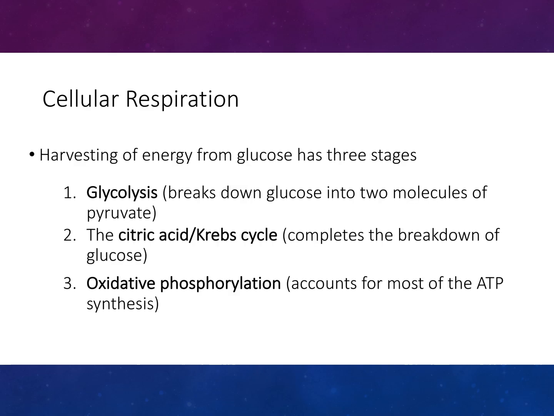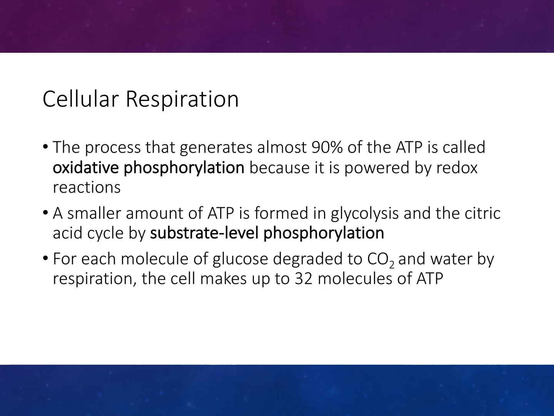So, within cellular respiration, harvesting of energy from glucose has three stages: glycolysis, citric acid cycle or Krebs cycle, and oxidative phosphorylation. Glycolysis breaks down glucose into two molecules of pyruvate. The citric acid cycle completes the breakdown of glucose, and oxidative phosphorylation accounts for most of the ATP synthesis. The process that generates 90% of ATP is called oxidative phosphorylation because it is powered by redox reactions, that is, reduction and oxidation reactions.